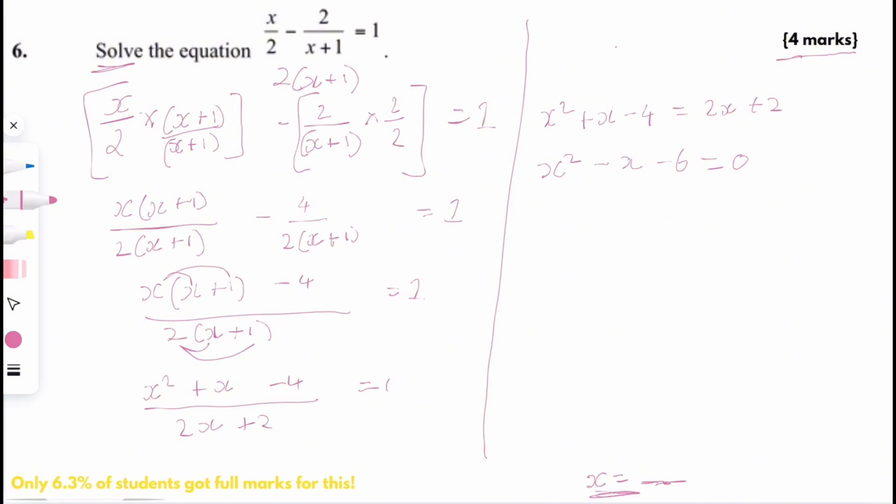So that would be x minus 3 and x plus 2. That's equal to 0. So to make this equation true, x would have to be equal to 3, or x has to be equal to -2. And that is how you get your 4 marks.